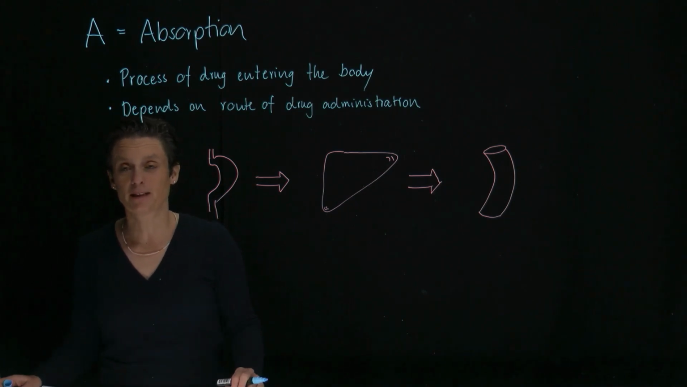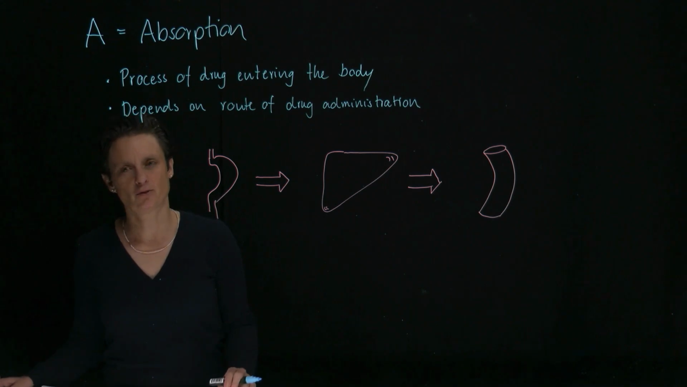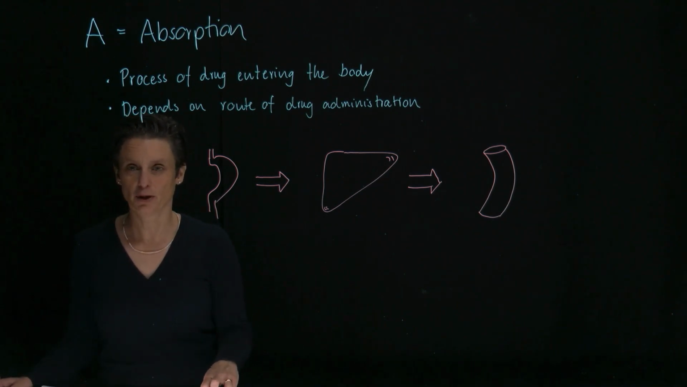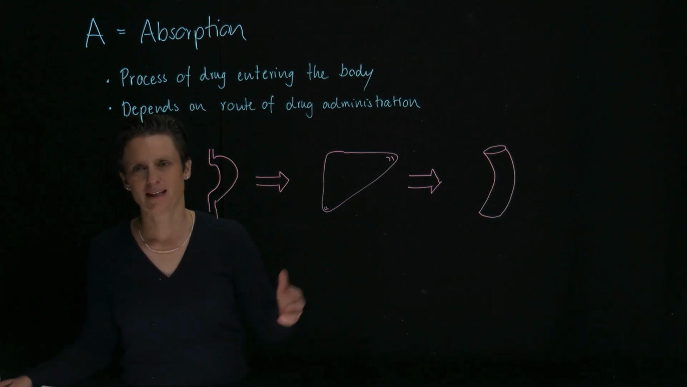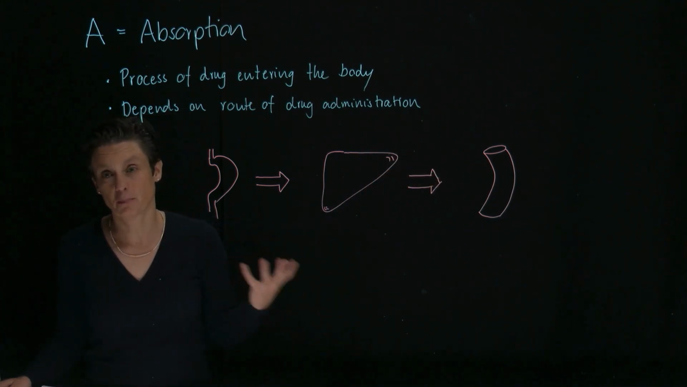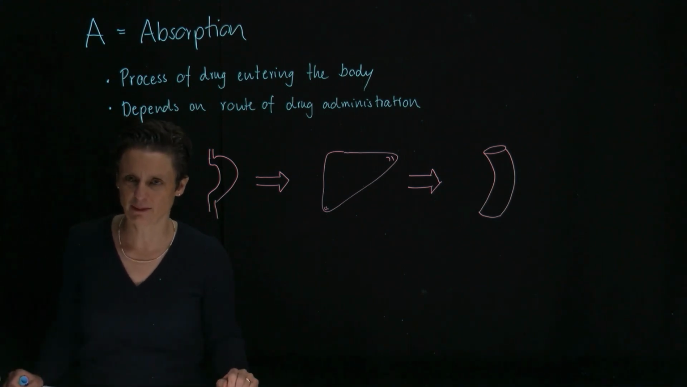So first let's talk about absorption. Absorption is the process of how the drug gets into the body. And obviously, where we always measure the drug is in the circulation, in the plasma. So how does it get there? Well, it depends on how you administer it.